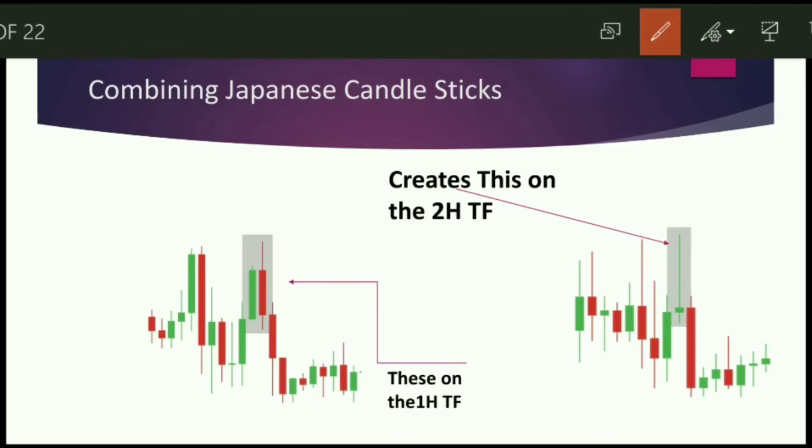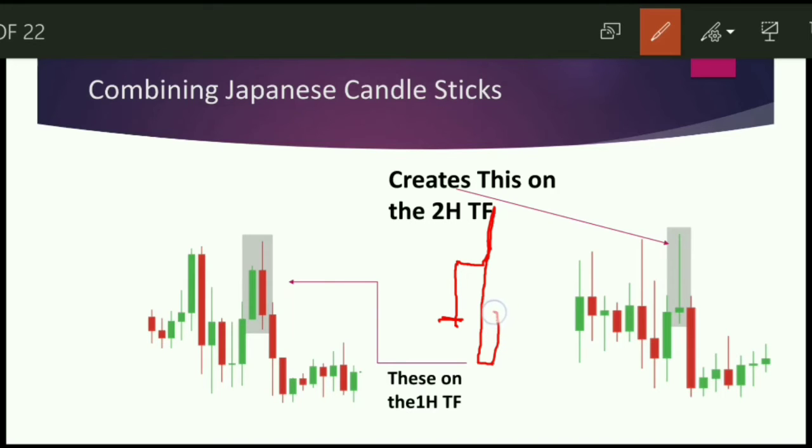So it's open here, right? It goes up, closes on the 1 hour. On the next hour, it goes all the way up, comes back down, goes all the way down, and then it decides to close slightly above where it began.